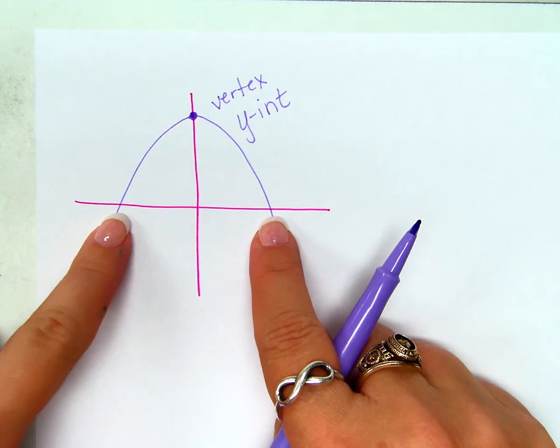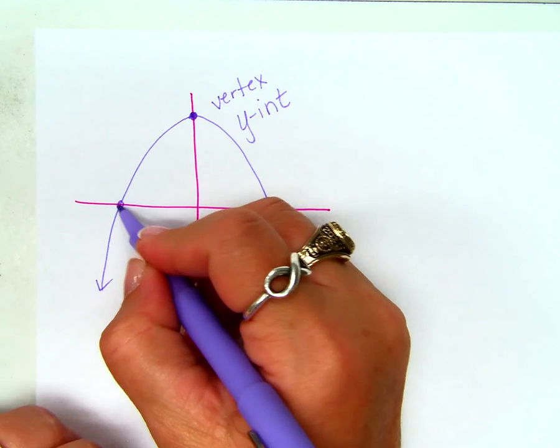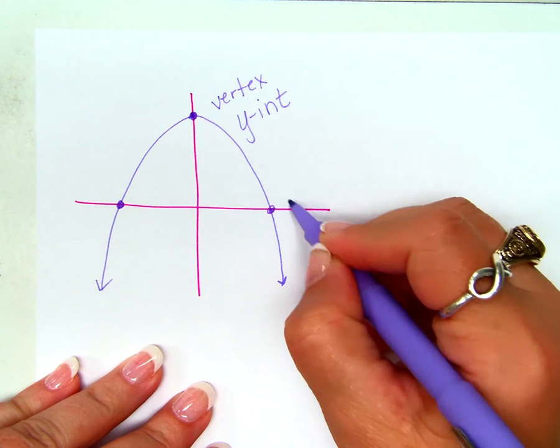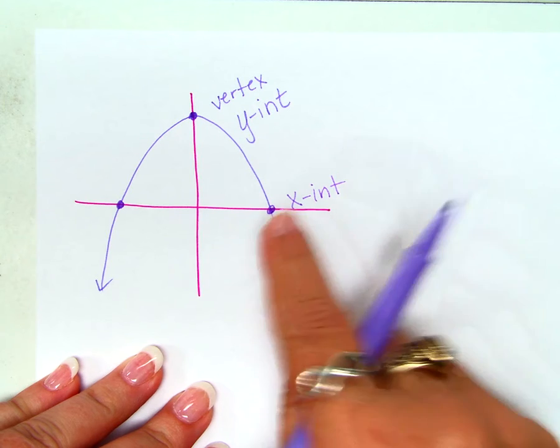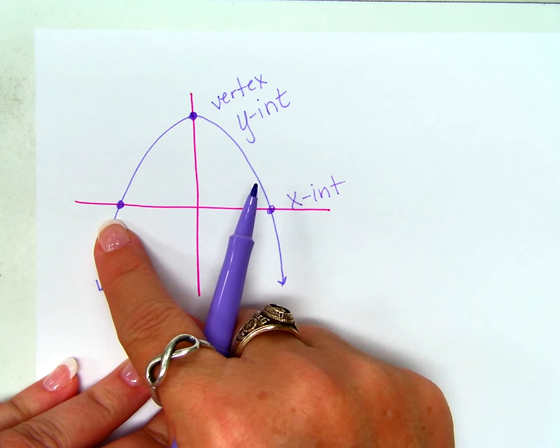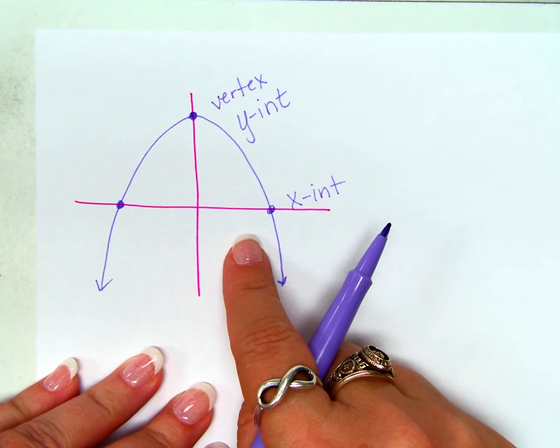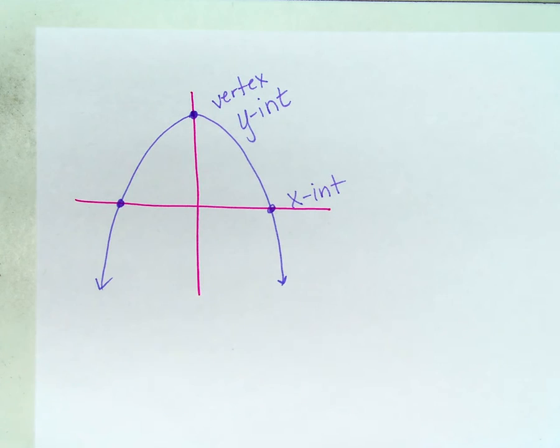So what are these called? Here and here, x-intercepts. Is there allowed to be more than one x-intercept? Well, gosh, I hope so, because this one has two. Is there allowed to be more than two x-intercepts? Not on a parabola, but is there allowed to be more? Yeah. Do you guys remember from geometry?